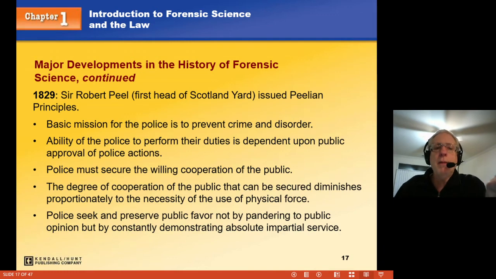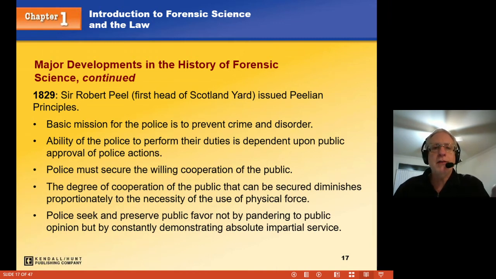They need willing cooperation of the public, and the degree of the public's cooperation diminishes proportionally to the amount of physical force. So if the police are using physical force, the public will not follow them. These principles were made 200 years ago, and they're still true today. And this one I find extremely important and where the police need to go now. Police seek and preserve public favor, not by pandering to public opinion, but by constantly demonstrating absolute impartial service.